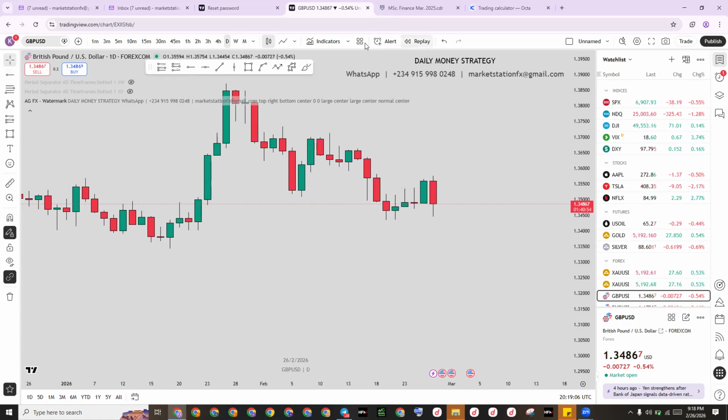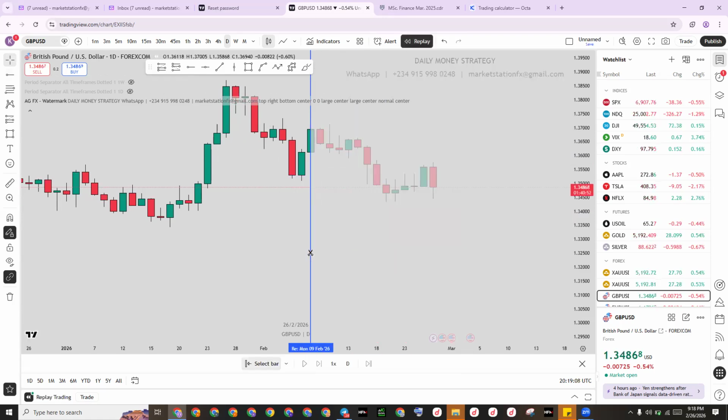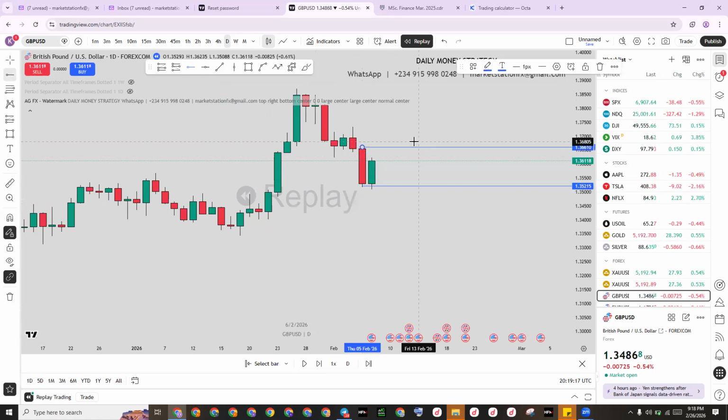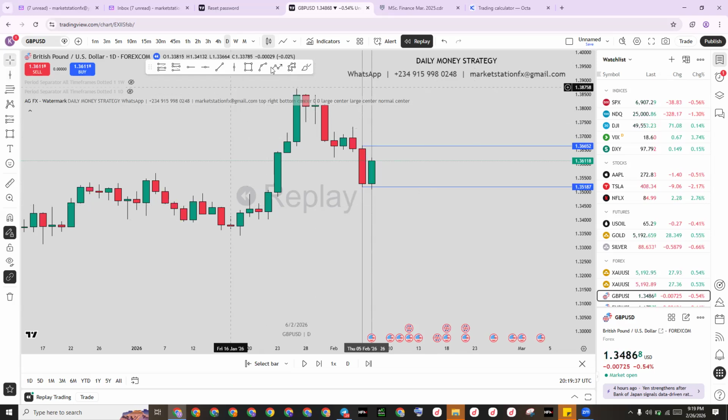Now, let me show you something. I just hope my battery allows. Can you see? This guy looked like CRT, right? This is a good CRT candle. Why? Was this one raided? Yes, it was raided, and it failed to close below it. I can guarantee you that if you go to a lower time frame, there will be a time that it looks as if this guy wants to close below it. It's most likely going to happen. So let's go to a lower time frame.